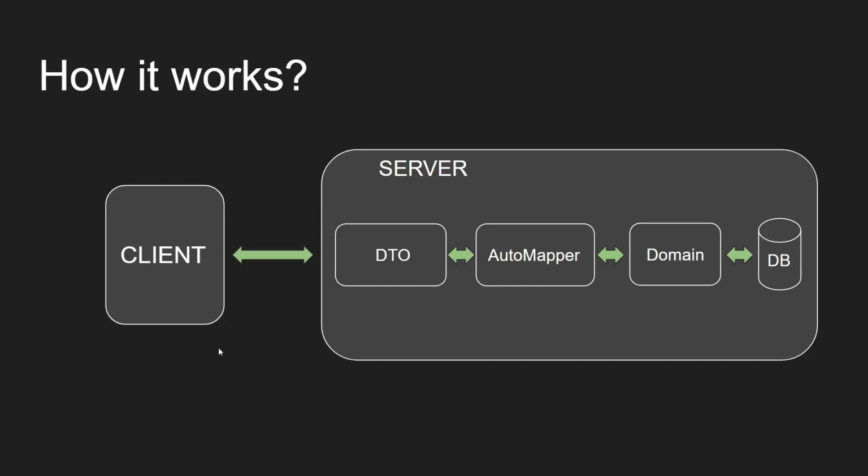DTOs are also used for sending some kind of data from the client to the server. For example, if we have some kind of complex filter, instead of sending like 10 parameters, we can store that in one DTO object and so on.